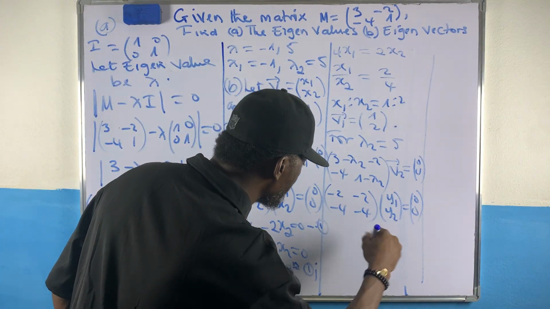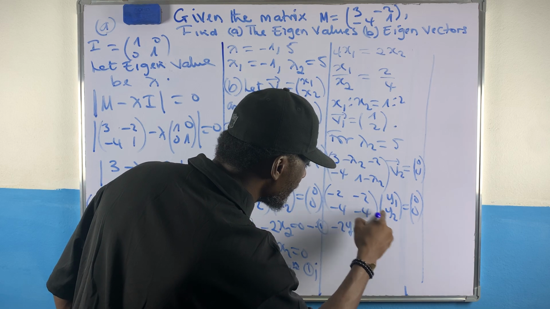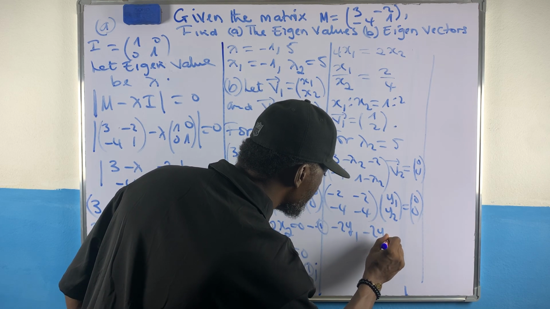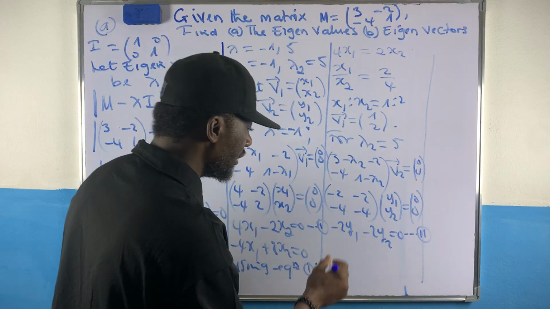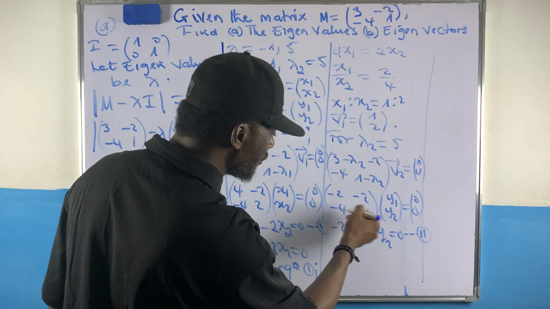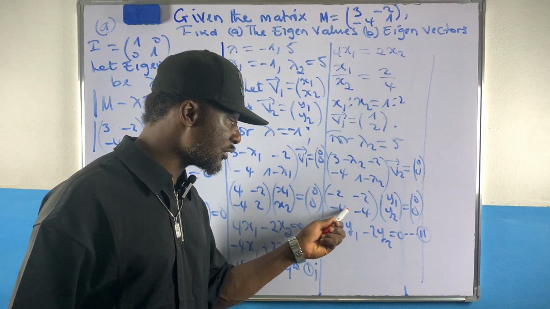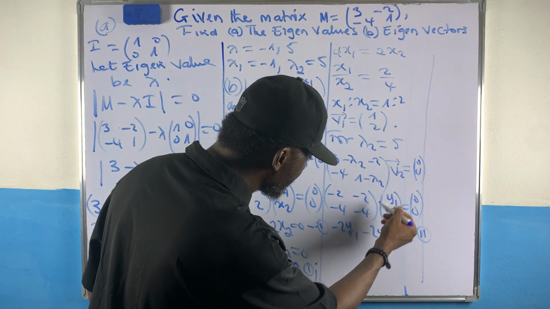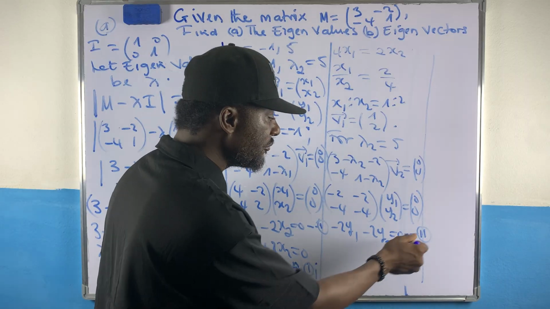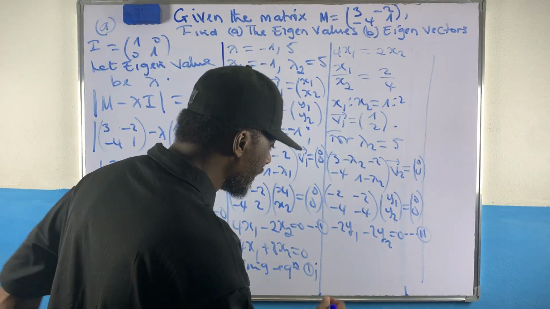So row multiplies with column, I'm going to have negative 2y1. This one multiplied with this, negative 2y2, should be equal to 0, which I can call equation 2. Now, when I multiply this row also, it will give me the same equation like equation 1. That's why there's no need multiplying this last row. This last row, negative 4 multiplied with these guys, will still give me the same equation 2. So there's no need multiplying that out.